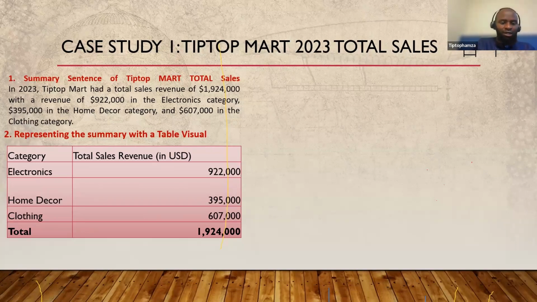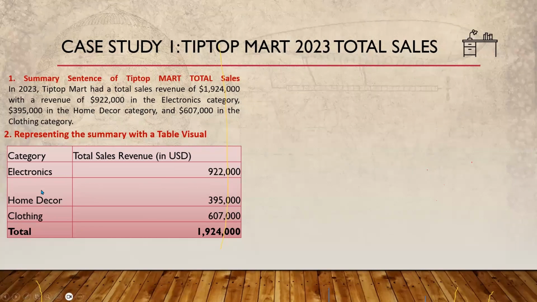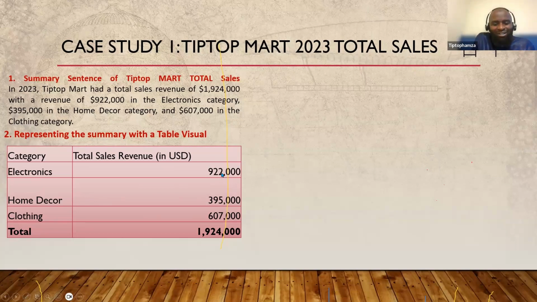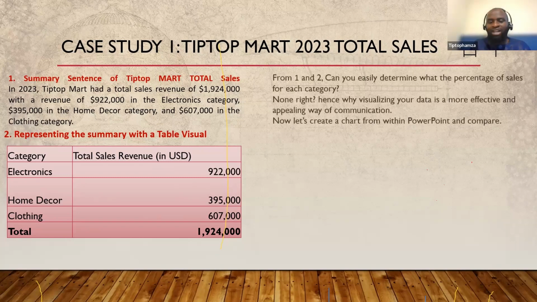But from this two, I would like to ask, can you probably determine the percentage of sales that come from electronics? Can anyone try by just looking at the table here or looking at the sentence? Can anyone be able to do that? No, unless you divide the sales from electronics by the total and multiply by 100. That's when you can get the percentage. Then why do that? Why stress when you can just represent this in visuals, right?